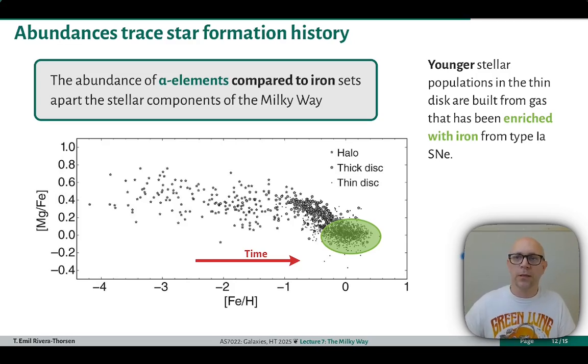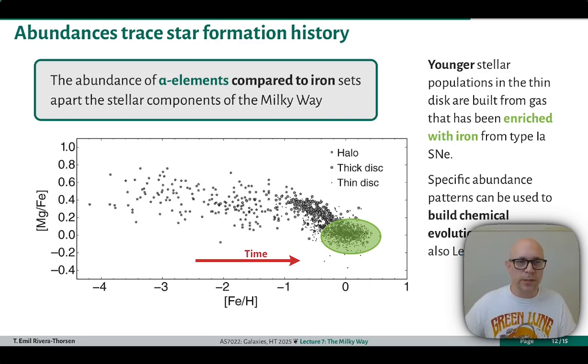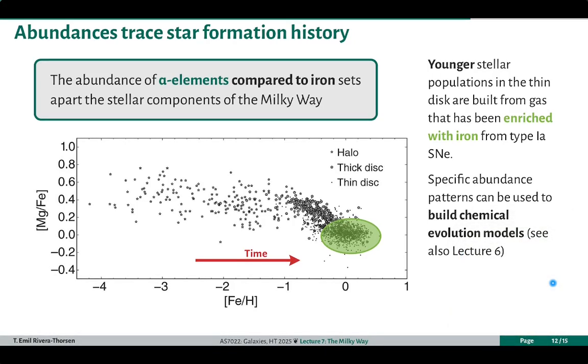Right. And these specific abundance patterns can then be used to build chemical evolution models, such as we have talked about in lecture 6, but of course with a lot more detail, with a lot more complexity than the very simple toy models that we saw there.